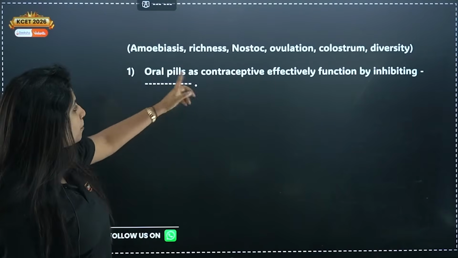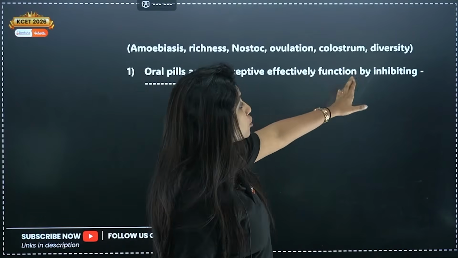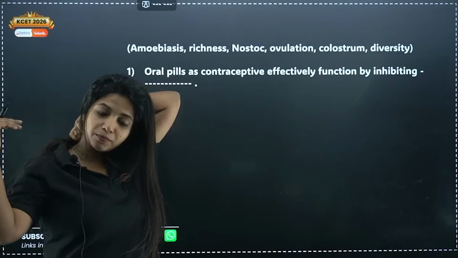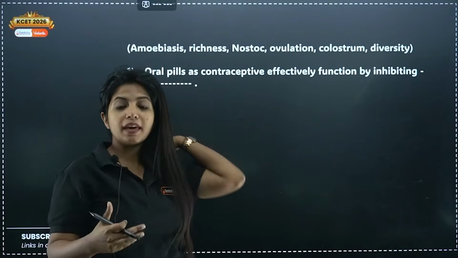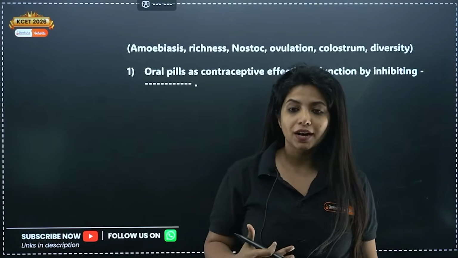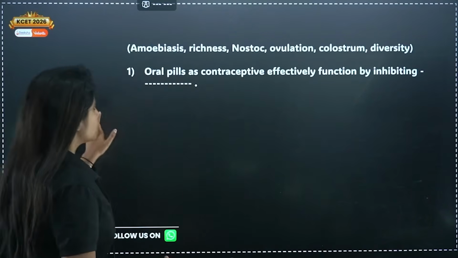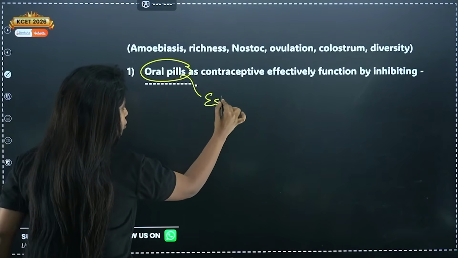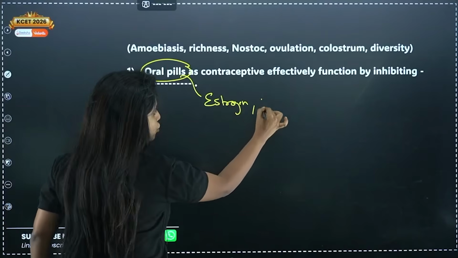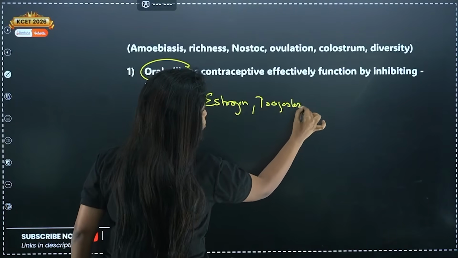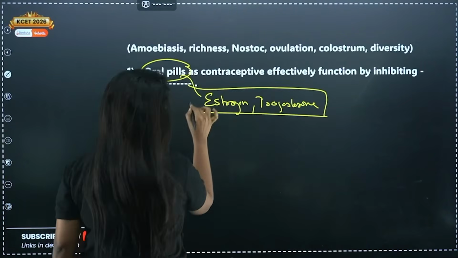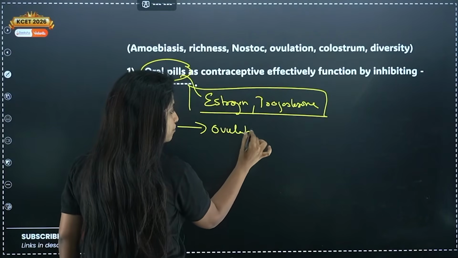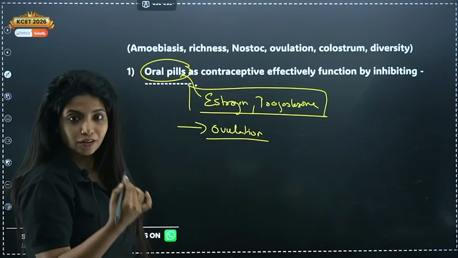First question. Oral pills as contraceptive effectively function by inhibiting what? So when we say that people take oral contraceptives or basically oral pills, how do they exactly act as a contraceptive method? What are they inhibiting? Oral pills is nothing but a combination of two hormones, my dear children, estrogen and progesterone, which are super important in the female body for the process of ovulation, that is for the rupture of the Graafian follicle and for the release of the secondary oocyte to happen.